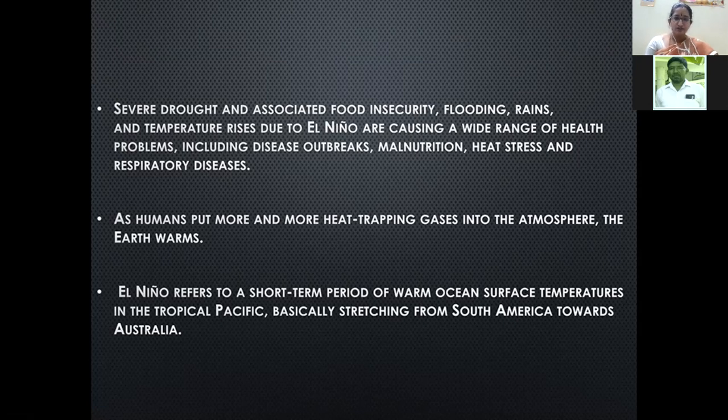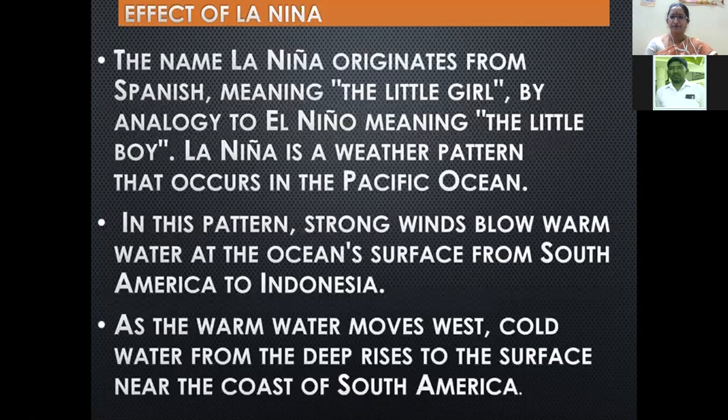In the next part we are going to learn how La Nina is going to affect us. Now we learned about El Nino. Now what is the effect of La Nina on the world? Just now we have been told that the name La Nina originates from the Spanish meaning the little girl, by analogy to El Nino meaning the little boy. La Nina is a weather pattern that occurs in the Pacific Ocean.